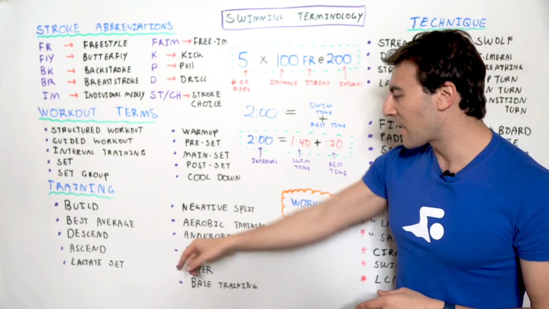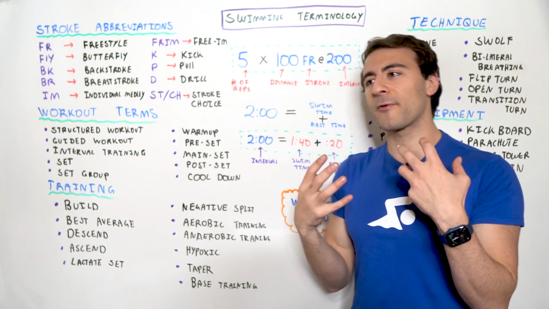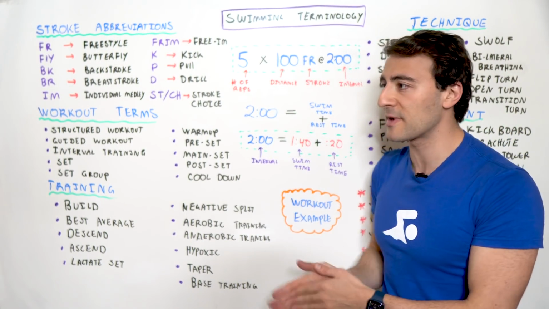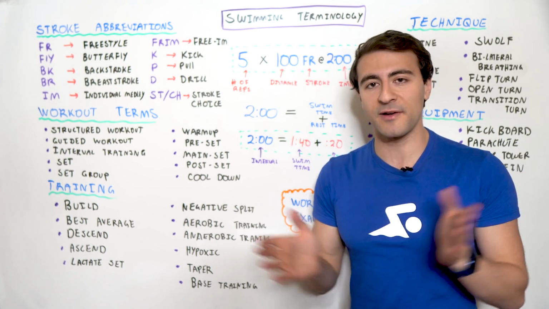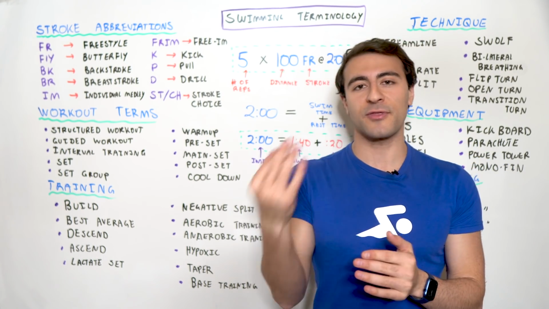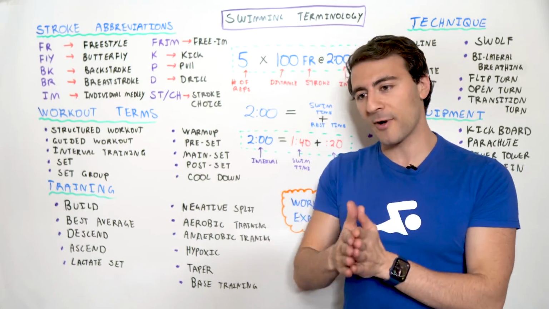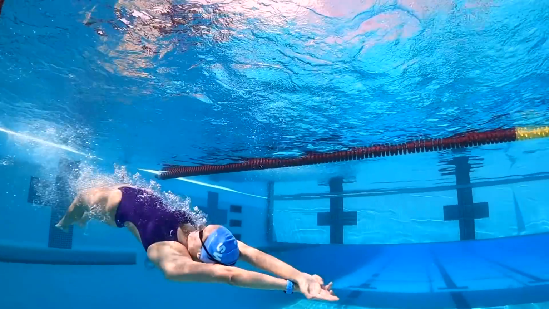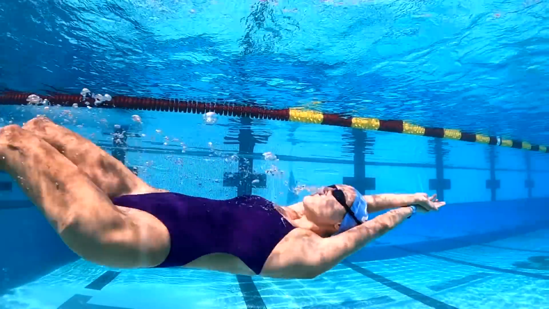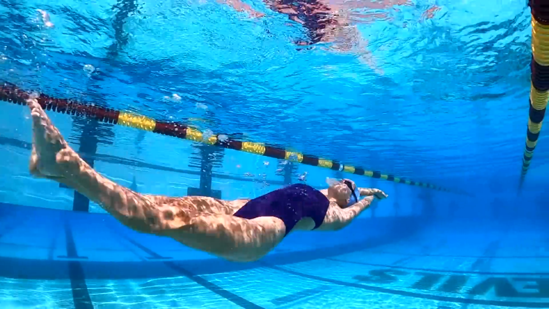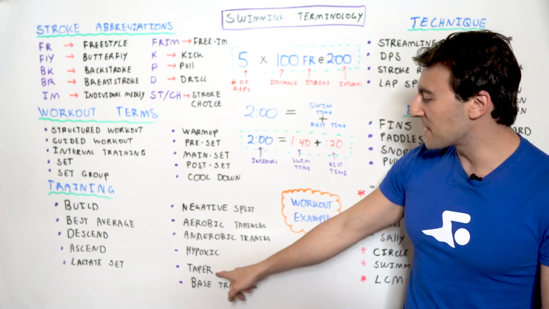3 more for you. We have hypoxic training. This is referring to breath control, breath work. So if you're doing 25s or 50s or 100s, whatever it is, and you're breathing every 3 strokes or every 5 strokes, you're limiting the amount of oxygen you have for an anticipated result. Maybe you're doing 25s or 50s where you go halfway underwater, streamline, push off the wall. That's hypoxic. You have something called taper.